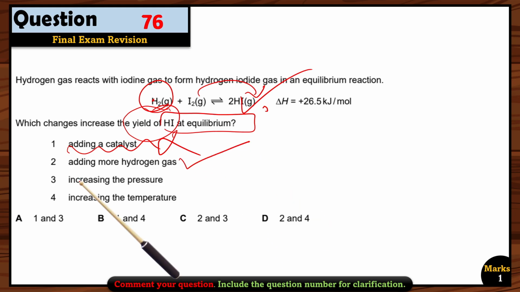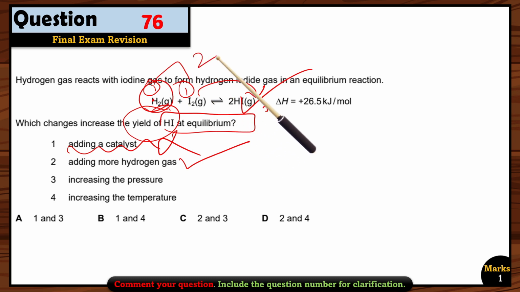Let's see increasing the pressure. Increasing the pressure always depends on the number of moles. Which side has fewer moles? Now, which side, reactant or product? If you see, we have one reactant here, and this is one reactant.